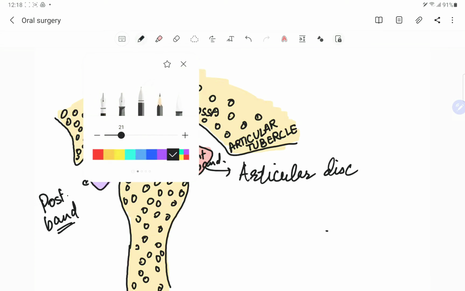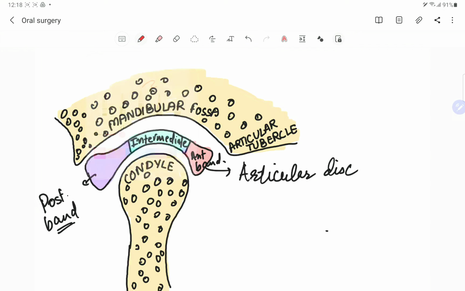And behind the articular disc, we also have the retrodiscal tissue. So here is the retrodiscal tissue, which is a vascular component. Now this articular disc is avascular. So whenever a person opens the mouth, what do we see, guys?